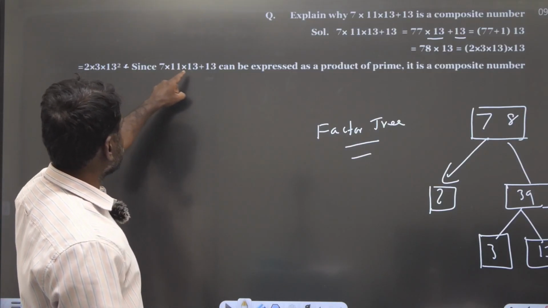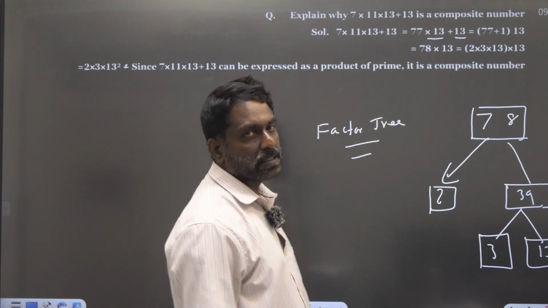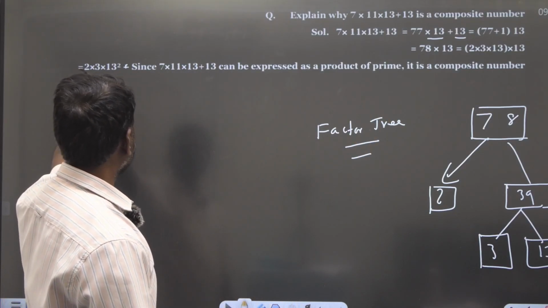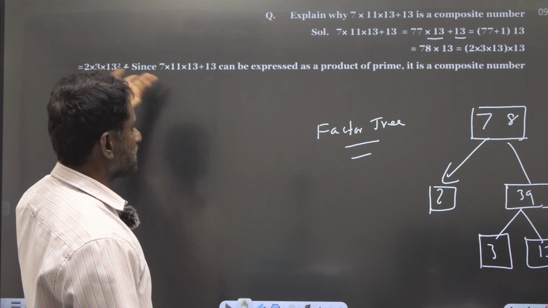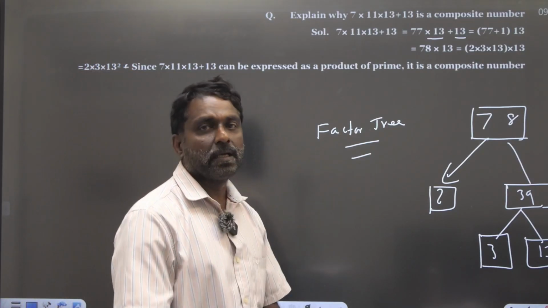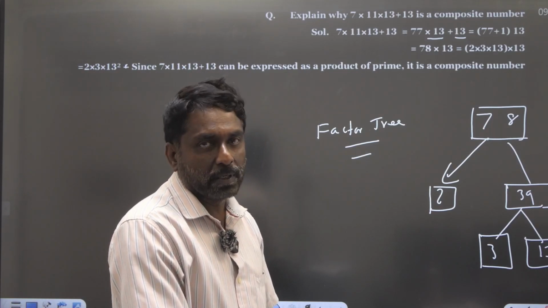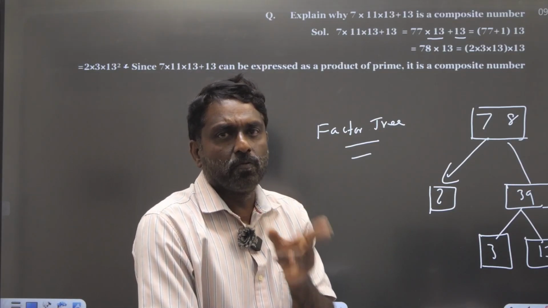Since 7 into 11 plus 13 can be expressed as a product of primes, it is a composite number. So this number consists of many factors: 2 into 3 into 13 square. So clearly it is a composite number.